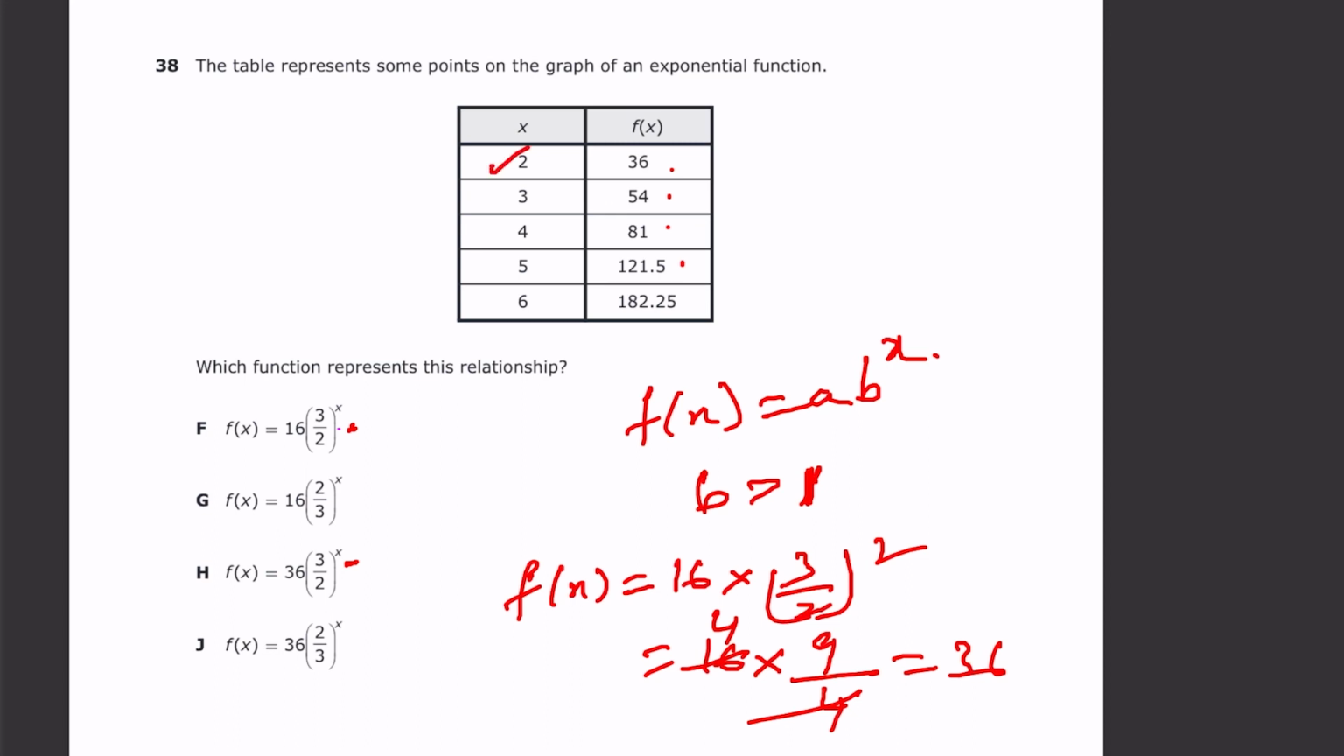We'll see whether it works for the second one also, when x is equal to 3: 16 into (3/2) whole cubed, which is equal to 16 into 3/2 into 3/2 into 3/2. So 4 fours are 16, then 2 threes are 6, 6 threes are 18, 18 threes are 54. So you're getting this also right. Therefore your answer is F.